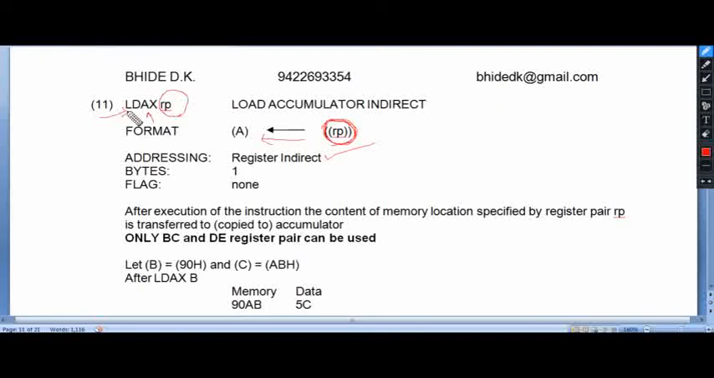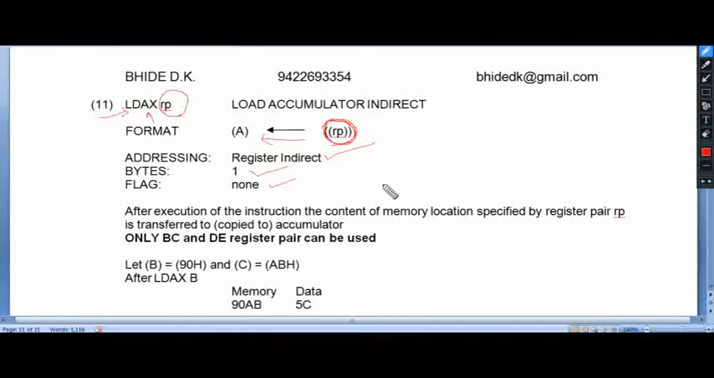L means load. We have to bring to the accumulator. What do you have to bring? A number. From where? The register pair gives the memory, and from that memory, whatever number is present is to be brought to the accumulator. Only the operation code is there, so it is a 1 byte instruction, and flags affected: none.